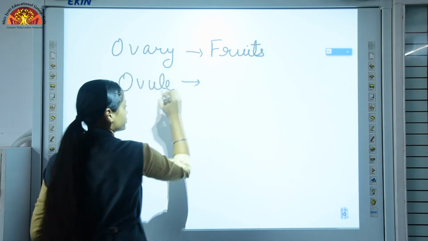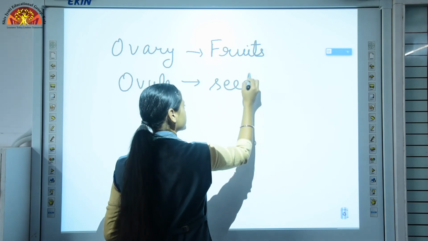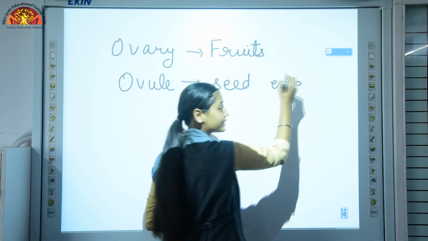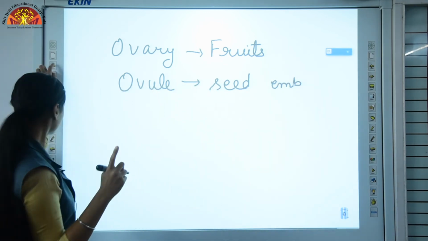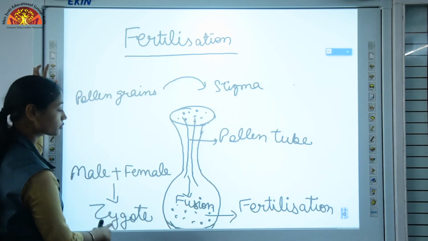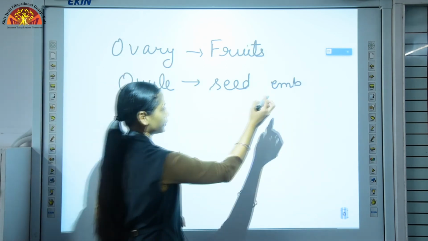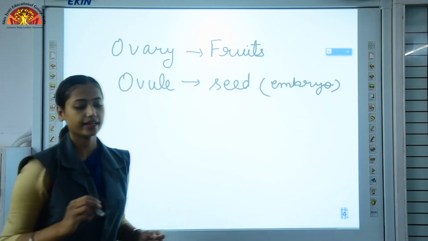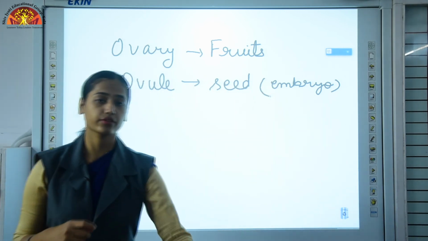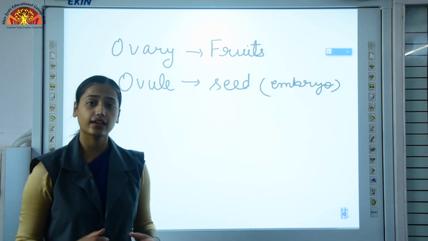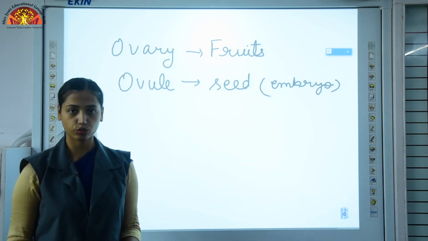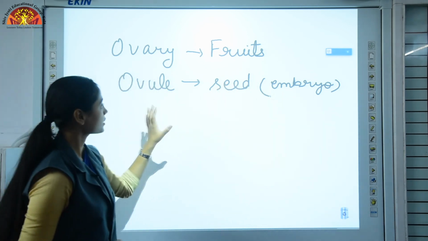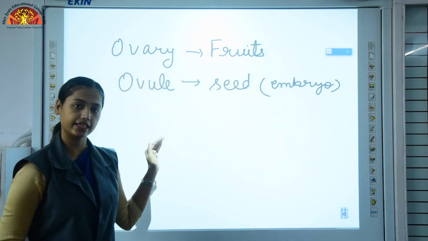Ovule which develops into seed, and this seed contains embryo, that zygote. Okay, I told you zygote is formed here, so this zygote will develop into embryo and that is present inside seed. That is why we have seen that when we eat fruit and when we throw those seeds in the soil, then after few days a new plant grows from that part. Why? Because that seed contains embryo. So this is how formation of fruits and seeds takes place.